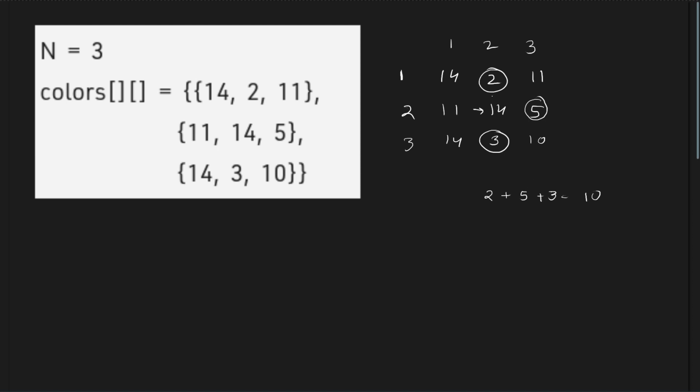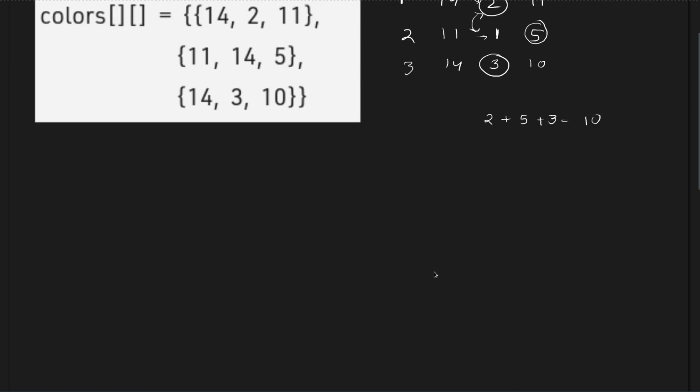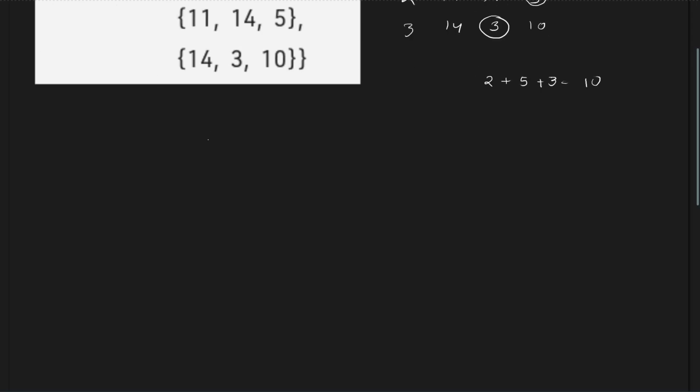But if this was 1, then I could not have taken 1 from here if I have already taken 2, because two adjacent walls should not have the same color. So this is a condition. Now this particular problem can be solved easily with DP.